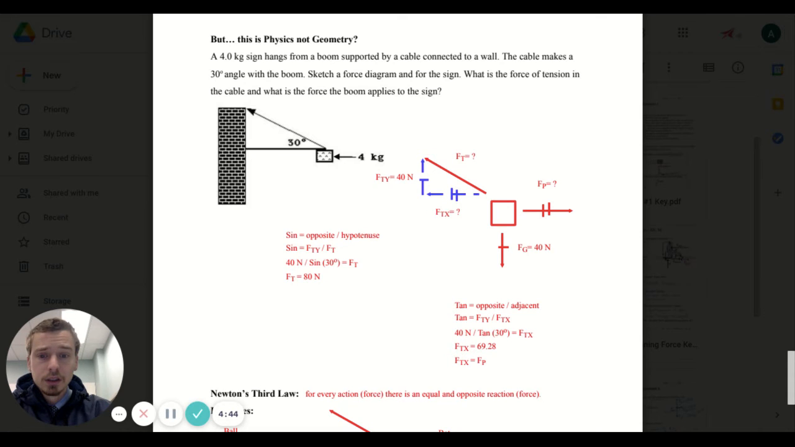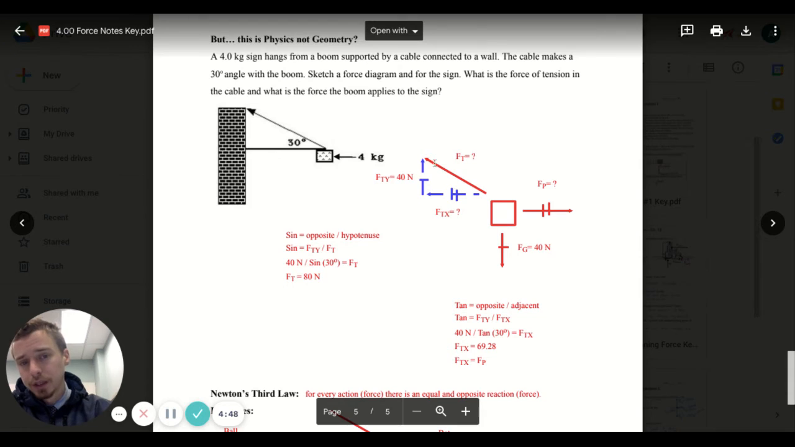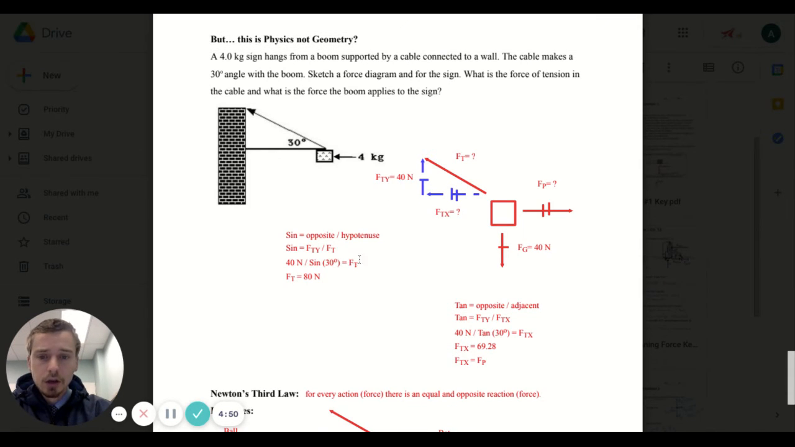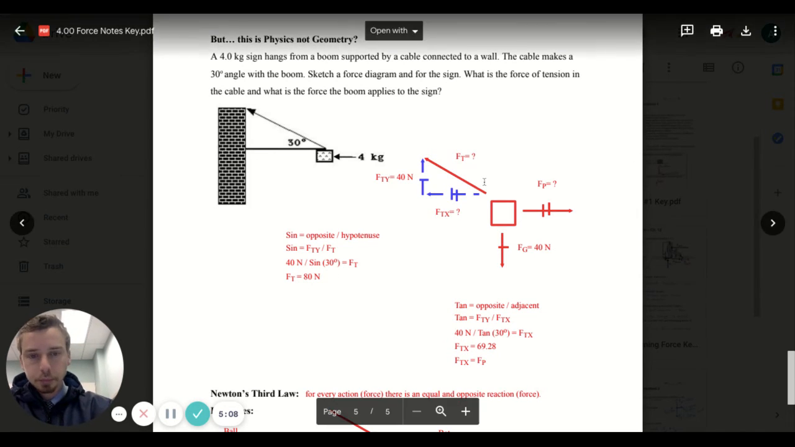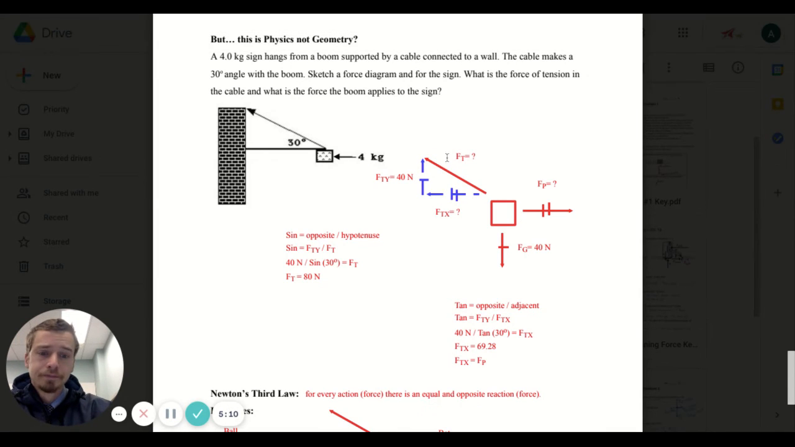I'm going to rearrange this to get force tension, so our force pulling up and to the left. That force tension is going to be by itself. So I move the force tension in the y direction to the other side. In this case, that is 40. So I get 40 divided by the sine of 30 should give you the force tension, which should be 80 newtons. So I know my force pulling up is force tension, 80 newtons. Okay.